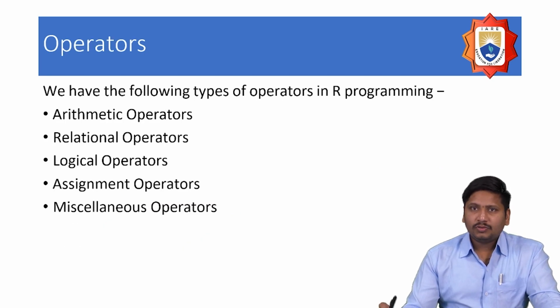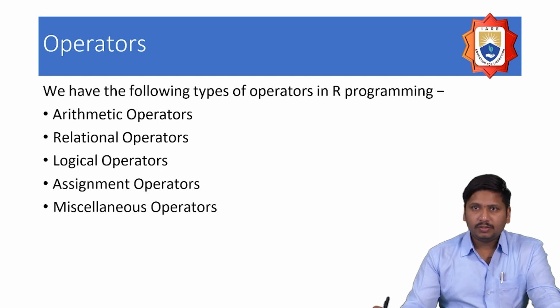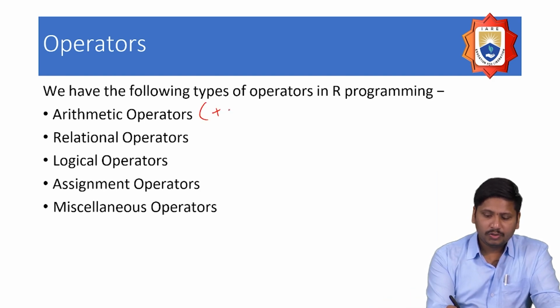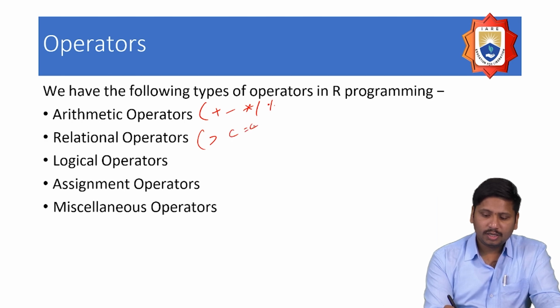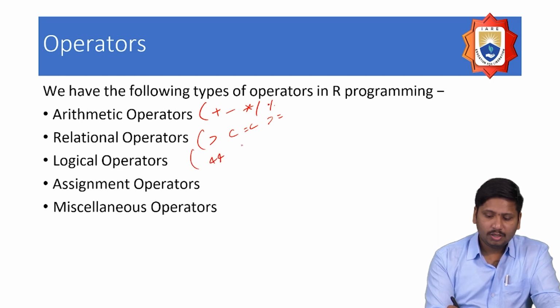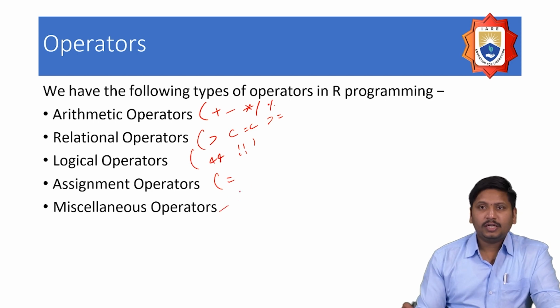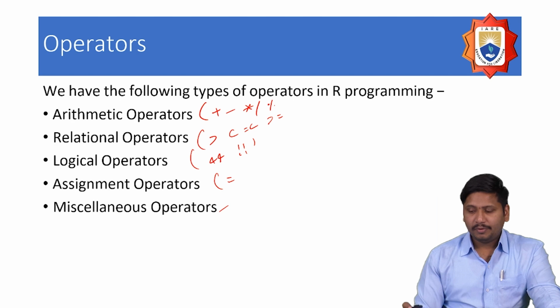Some of the operators were also studied in C and Python. So here in R programming, the normal operators we get are arithmetic operators, relational operators, logical operators, assignment, and miscellaneous operators. Arithmetic operators we already know: plus, minus, star, division, and modulus. Relational means greater than, less than or equal to, greater than or equal to, like this. Logical means logical and, logical or, and assignment operator is equal to. Some miscellaneous operators are also available in R programming.